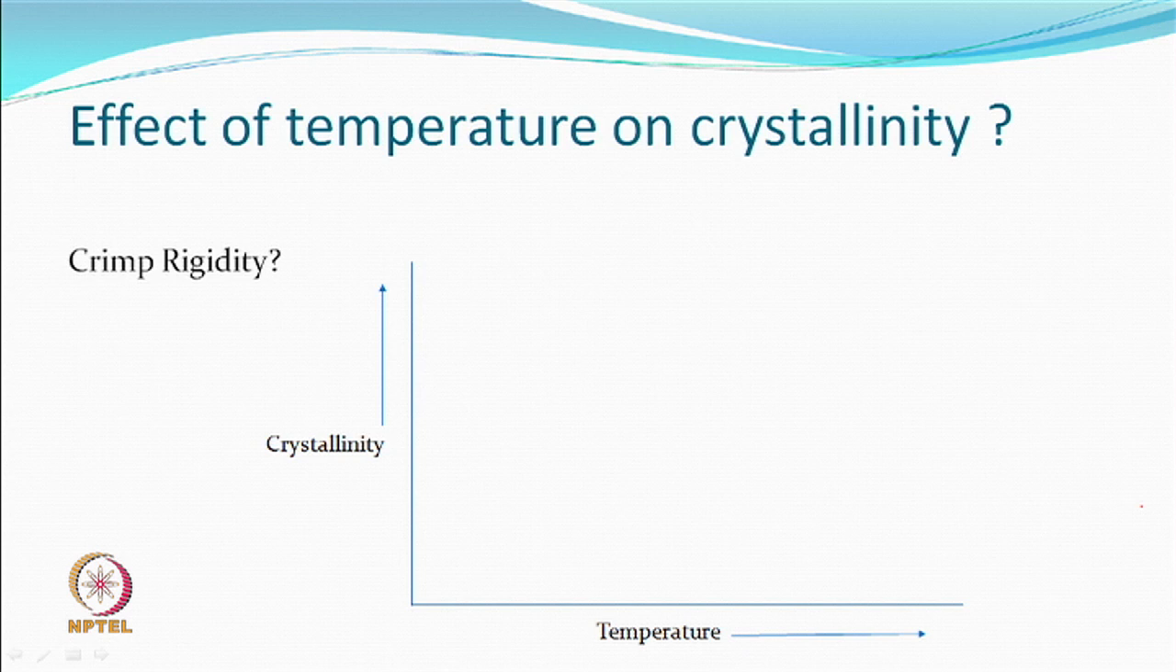So, we come to the most important thing when we want to optimize any temperature or heater temperature, the effect of temperature on crystallinity, all right. So, we know something about rate of crystallization. So, let us talk about the crimp rigidity. You remember the effect of development of crystallinity would also have something to do with the crimp rigidity, and therefore, let us first understand what would be the effect on crystallinity.